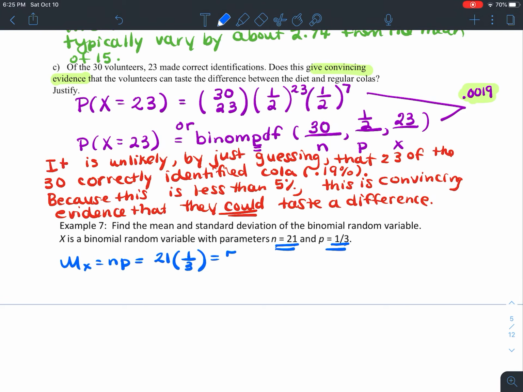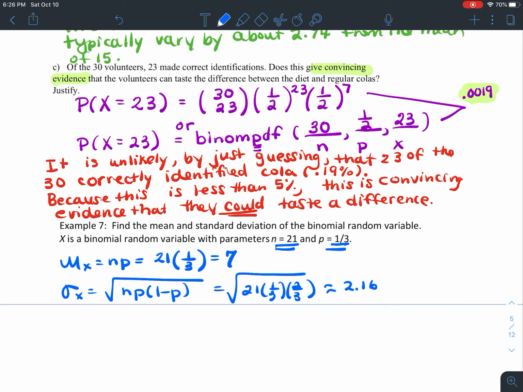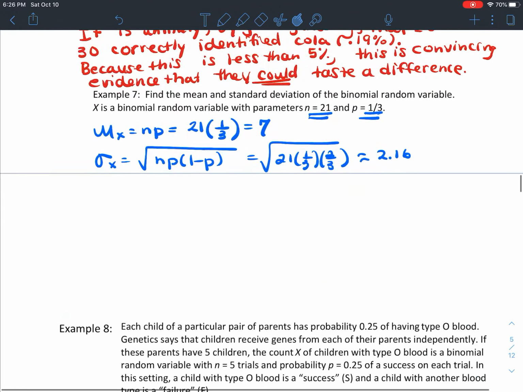Okay, the formula would be n times p. You can see that there. So we would expect over repeated trials, whatever it is that we're talking about here, that would occur about 7 times. And then our formula for standard deviation: number of trials times probability of success times probability of a failure. So multiplying by 1/3 and then 2/3, and 2.16 is what we're typically saying that this particular random variable would vary from the mean of 7.